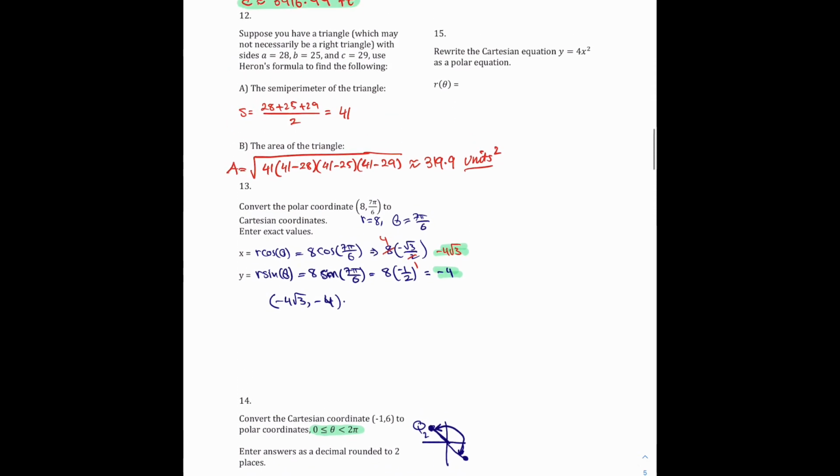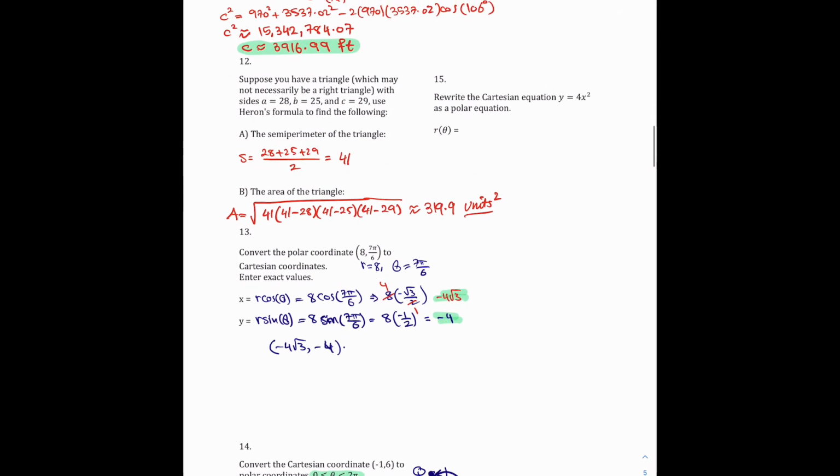Question number 15. We need to rewrite the equation. Let me just make a line here. And I'm going to do number 15 right here. We need to rewrite the equation y equals 4x squared as a polar equation. We know that x is equal to r cosine theta. We know that y is equal to r sine theta. So we're going to replace x and y by their values.